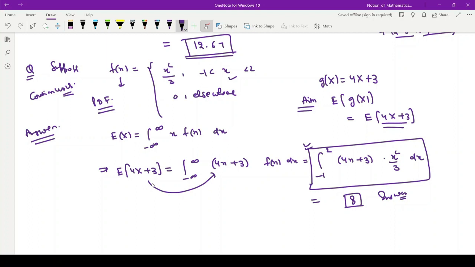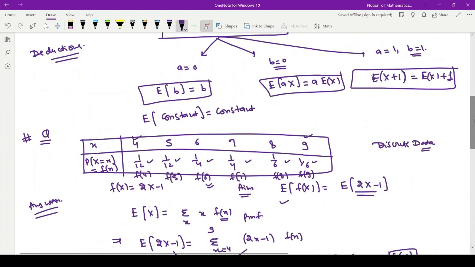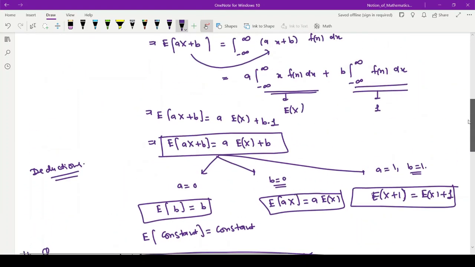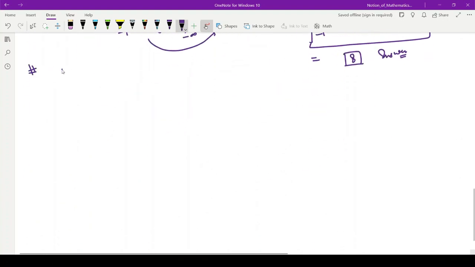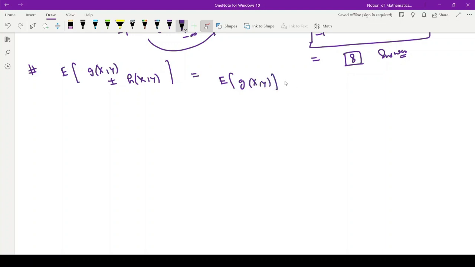Now, thereafter, I would like to discuss a few more important aspects of mathematical expectation. So what are those aspects? Let me describe here. One formula is the expectation of the sum or difference of joint functions. It is equal to the expectation of g of x y plus or minus the expectation of h of x y, where g of x y depends upon two variables, h of x y also depends upon two variables. I want to prove this particular statement. How can I prove it?